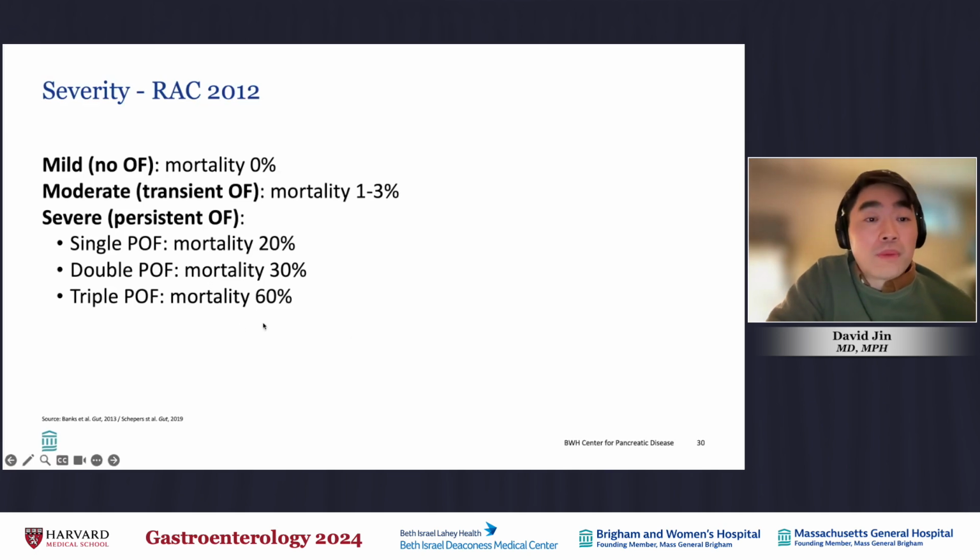So you'll see that in mild acute pancreatitis, there's essentially no mortality. In moderately severe acute pancreatitis, mortality remains low at 1 to 3%. But in severe acute pancreatitis, i.e. persistent organ failure lasting more than 48 hours, mortality rates are much higher. And they're higher when multiple organ systems are involved.